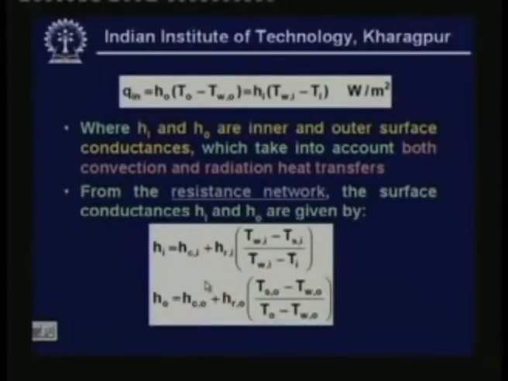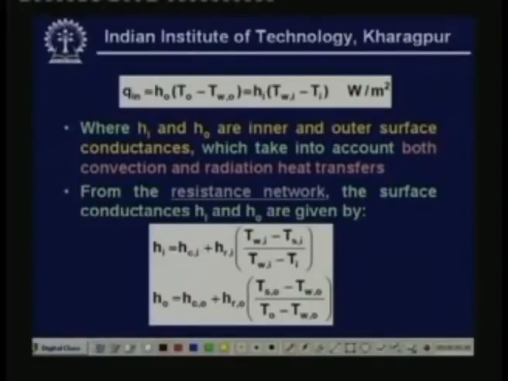You can easily show from the network that H subscript I, that is the inner surface conductance, is equal to H subscript Ci plus H subscript Ri into Twi minus Tsi divided by Twi minus Ti. Where, as I said, this is your inner convective heat transfer coefficient, this is the inner linearized radiative heat transfer coefficient, this is the temperature of the wall on the inner side, and this is the surface temperature of the conditioned space. This is the dry bulb temperature of the conditioned space.